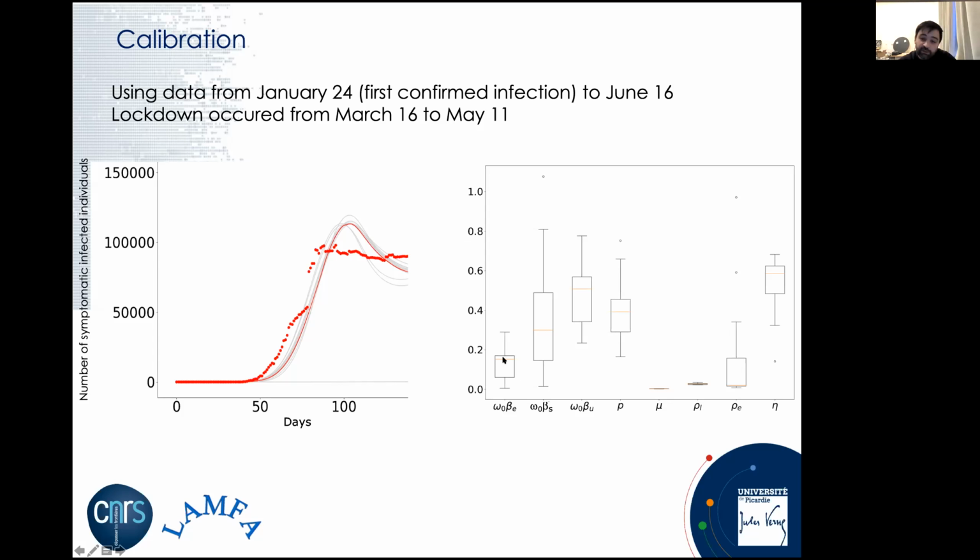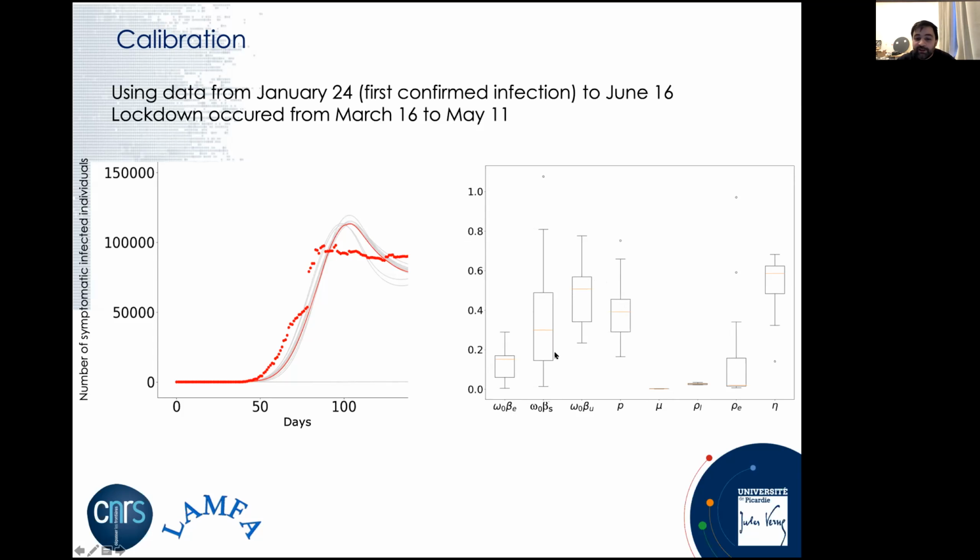You all did some statistics, so here you have the mean, and then you have the quartiles. The smaller the box, the better your estimation. You can see the mortality due to COVID is very well estimated. Also, the lockdown is very well estimated. And here is one of the main questions about COVID.